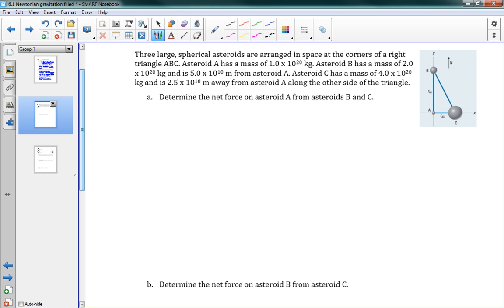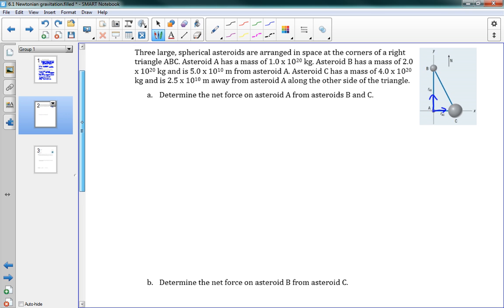So we have a force C on A, and B on A is going to be acting opposite. B is going to be pulling A towards it, so we're going to have a force acting in that direction, and we'll have a force acting in that direction, and we need to figure out what those are. Now, it seems like C is going to give a much larger force, because it's closer and larger.